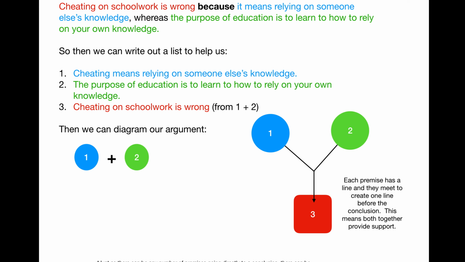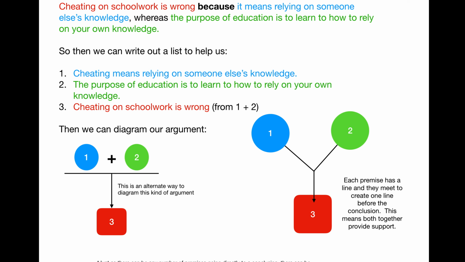Another way you can write it is you do the little blue circle, then a plus sign and the little green circle. Yours are obviously going to be color-coded. Then you draw a line underneath it, kind of like an equation, and put your conclusion underneath it. So everything on this line is together, okay? Yeah, this is just an alternate way.